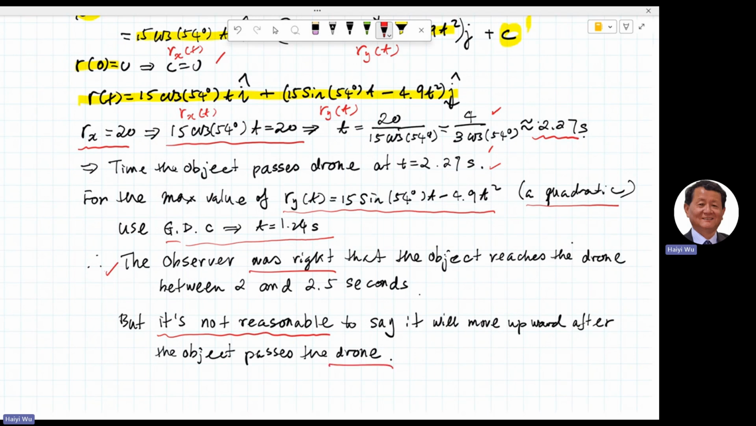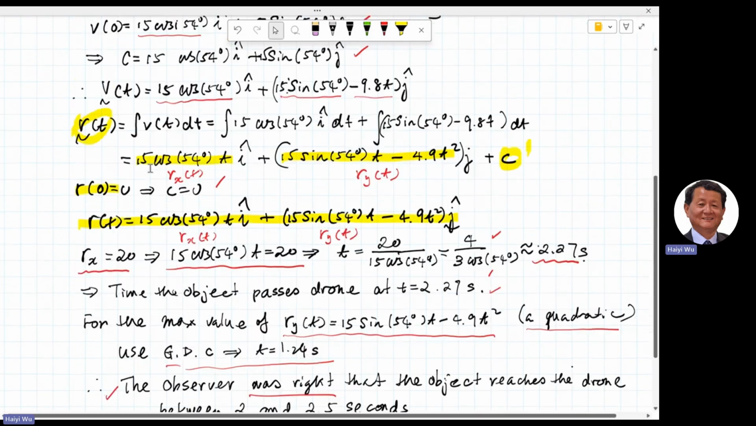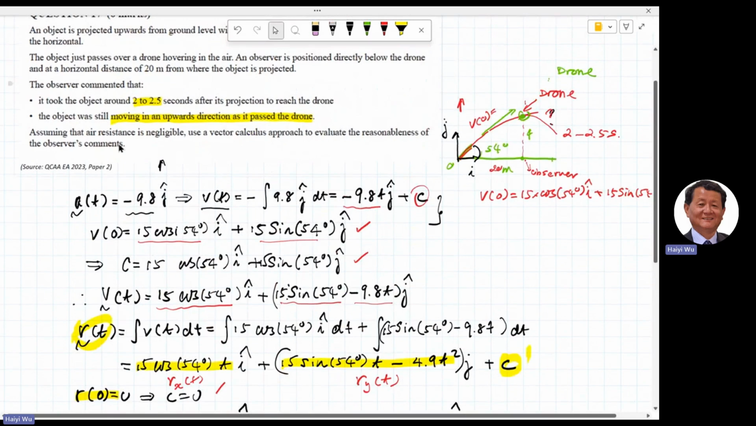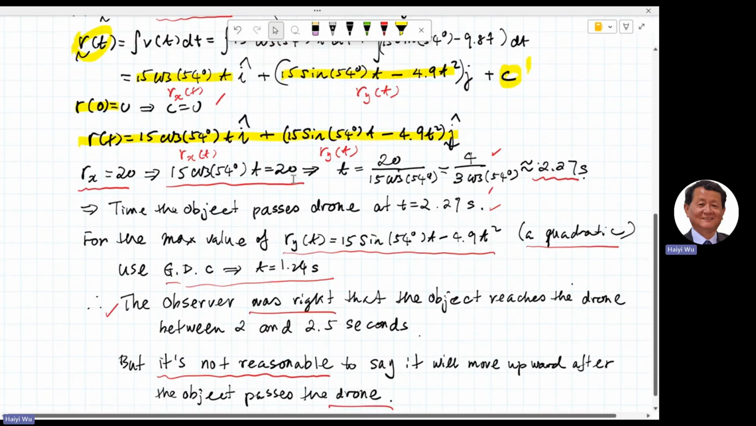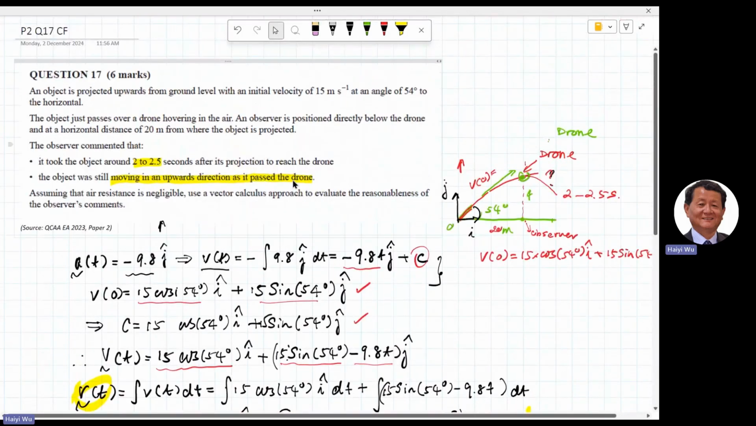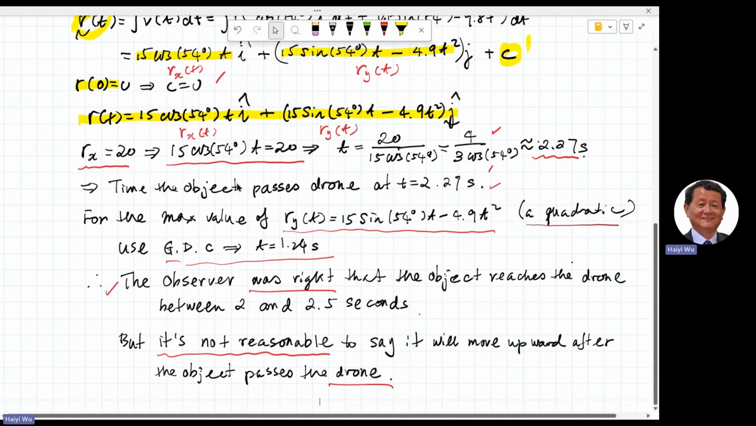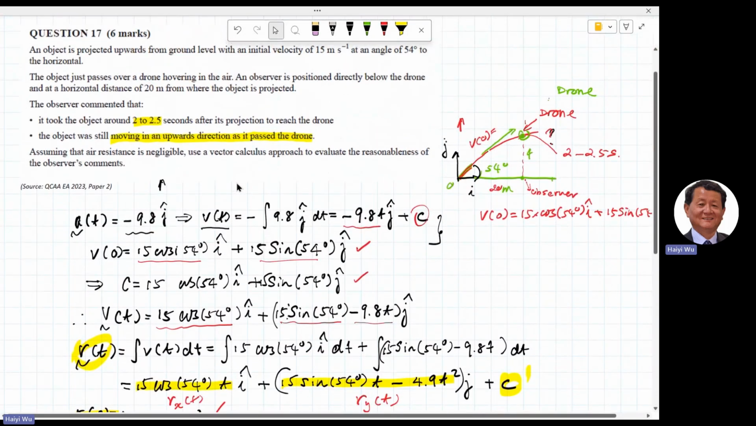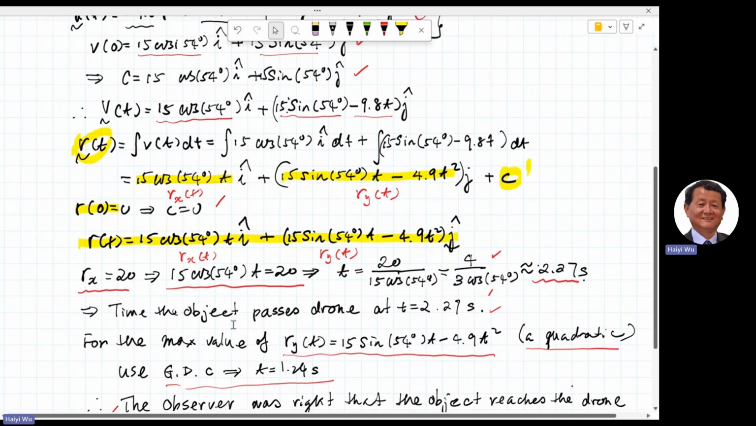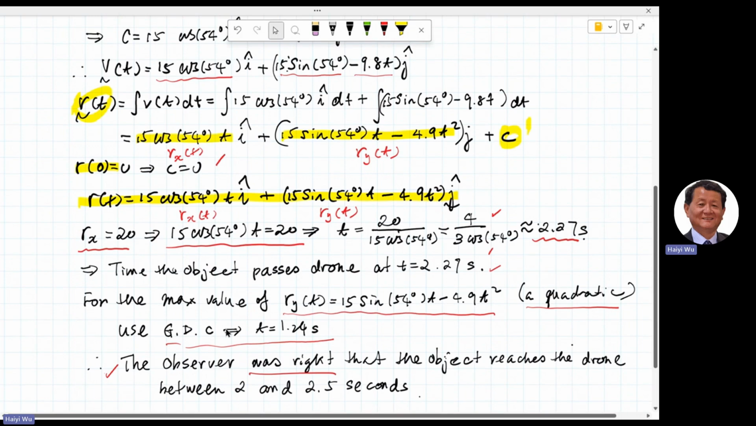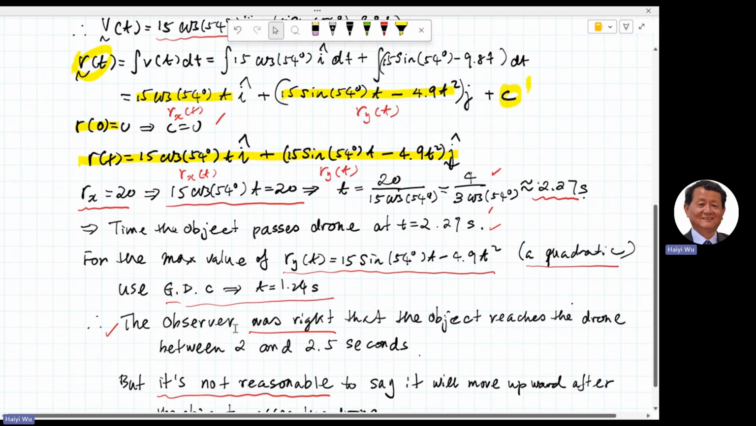So we're using vector calculus to verify the reasonableness of the observer's comments. I would say this question is complex, perhaps complex unfamiliar, because of a couple of things we need to know: how to find the x component and y component, then use the graphics calculator to find the time for each claim.